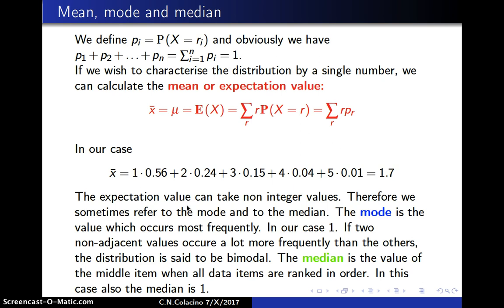Notice, as we have already said during a lecture, that the expectation value can take non-integer values. Therefore, it's sometimes more practical to refer to the mode or to the median. The mode is the value which occurs most frequently. In our case, it is 1. 560 cars have only one passenger. If two non-adjacent values occur a lot more frequently than the others, the distribution is said to be bimodal. The median is the value of the middle item when all data items are ranked in order. In our case, also the median is 1.